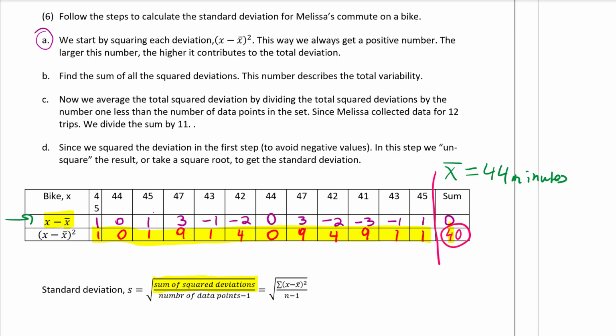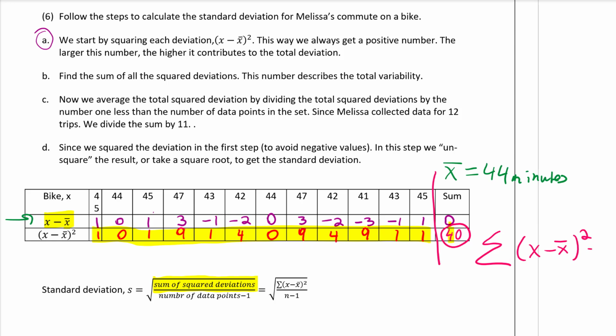The notation that we use for the sum is a Greek capital letter, sigma. Sigma stands for the sum. The way we write this is like this. This is called the sum of square deviations, and that equals 40.